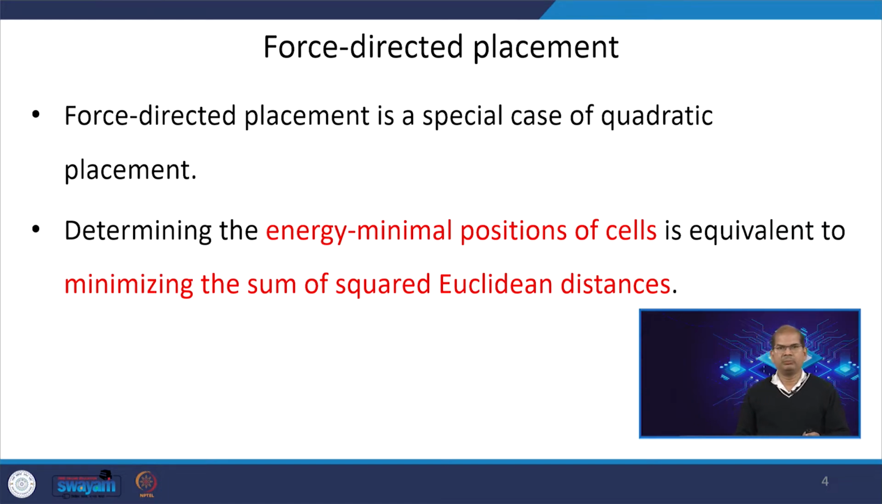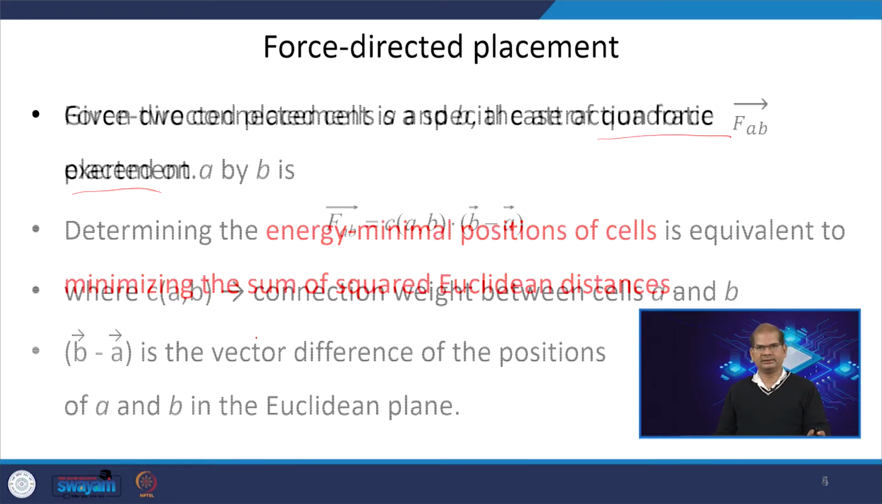The force directed placement is a special case of quadratic placement. It is quite similar, because here the potential energy is proportional to the square of the distance between the blocks. Then the derivative of that potential energy is the force between the two blocks. So, basically it optimizes the minimum energy point, which is equivalent to minimizing the sum of the squared Euclidean distance.